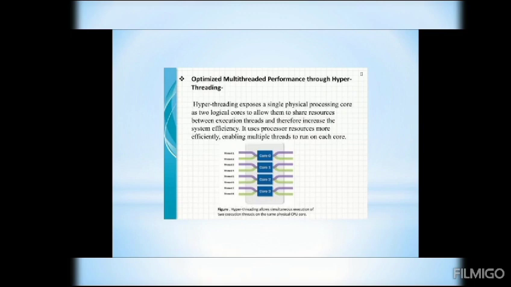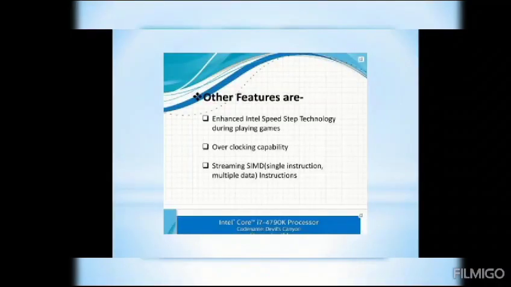Optimized multi-thread performance through hyper-threading. Hyper-threading exposes a single physical processing core as two logical cores to allow them to share resources between the execution threads and therefore increases system efficiency. It uses the processor resources more effectively, enabling multiple threads to run on each core. Other features are enhanced Intel SpeedStep technology, overclocking capacity while playing games, and streaming SIMD instructions. SIMD stands for Single Instruction Multiple Data.